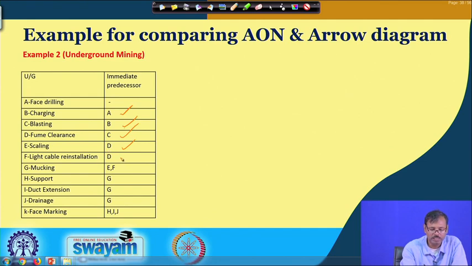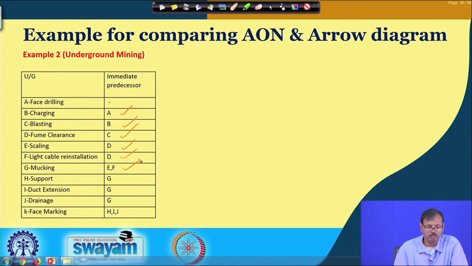Then the light cable will be reinstalled. During the scaling itself, you can carry out the extension of the light electrical cables. So, fume clearance is the precedence of the light cable extension. Then marking will be carried out if scaling is already done and there are sufficient lights, then we will allow for the marking.